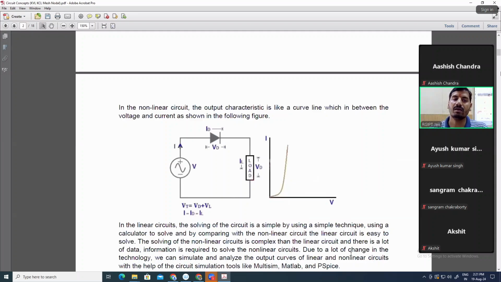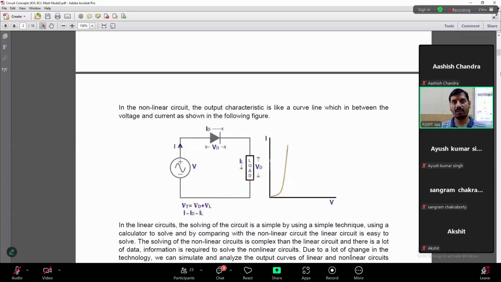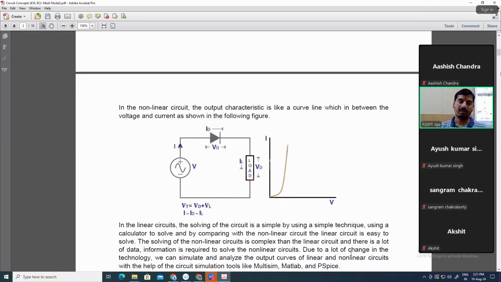Whereas a nonlinear circuit means the circuit which has some nonlinear elements. The best example of a nonlinear element is the diode. You can see that a PN junction diode is considered a nonlinear element. Why is it called a nonlinear element? Can anyone tell why a PN junction diode is called a nonlinear element?